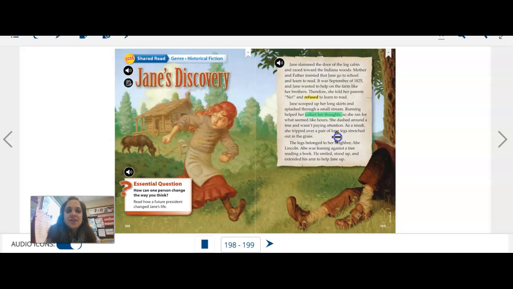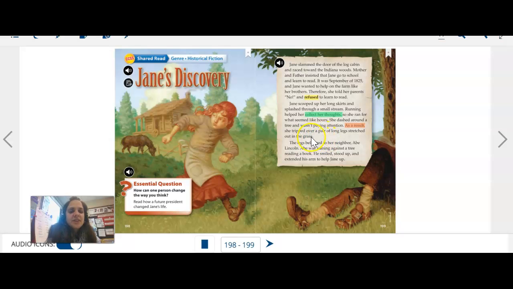As a third grader, I noticed a signal word that signals to my brain a cause and effect key detail. I noticed as a result. So what happened? Jane tripped over a pair of long legs stretched out in the grass. Why did she do that? Because she was running from her house, not paying attention.